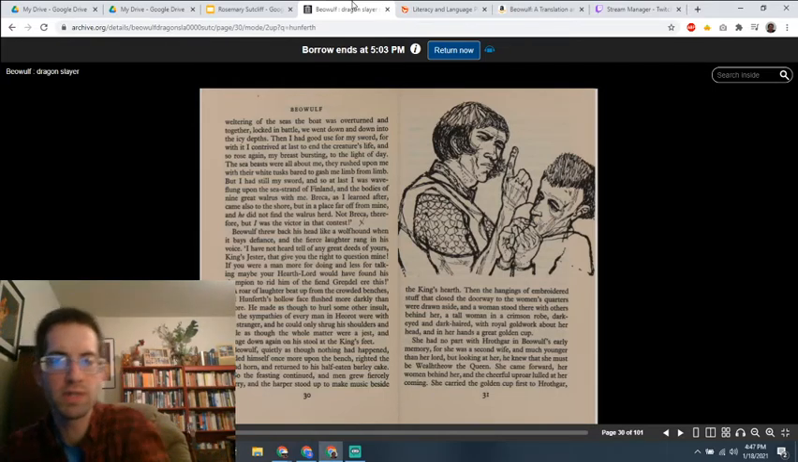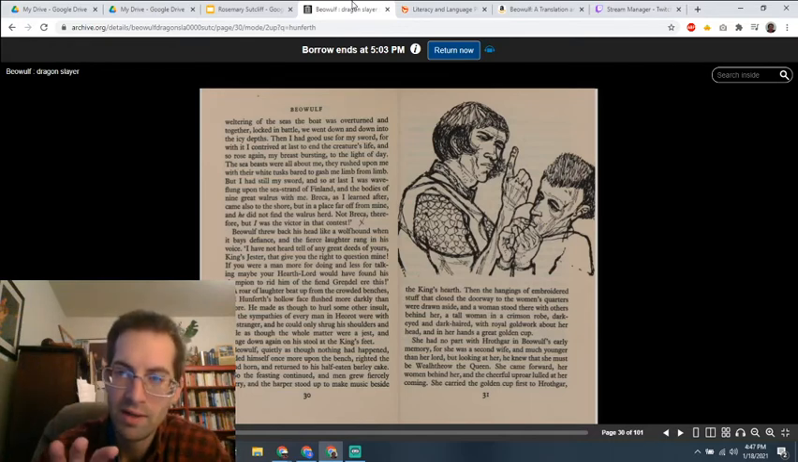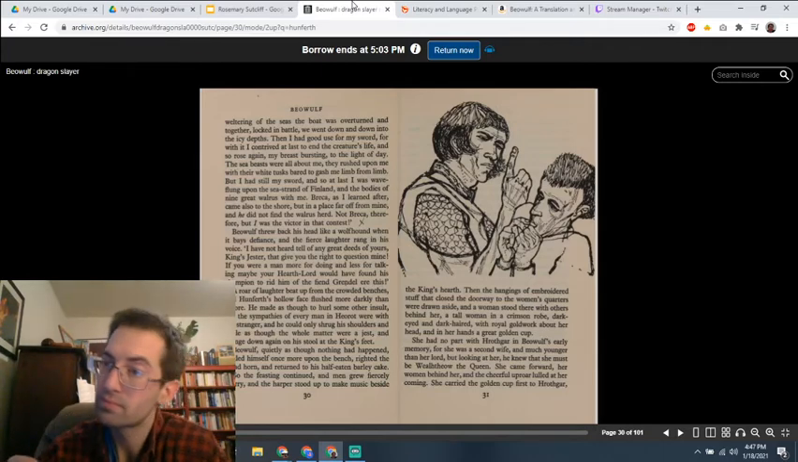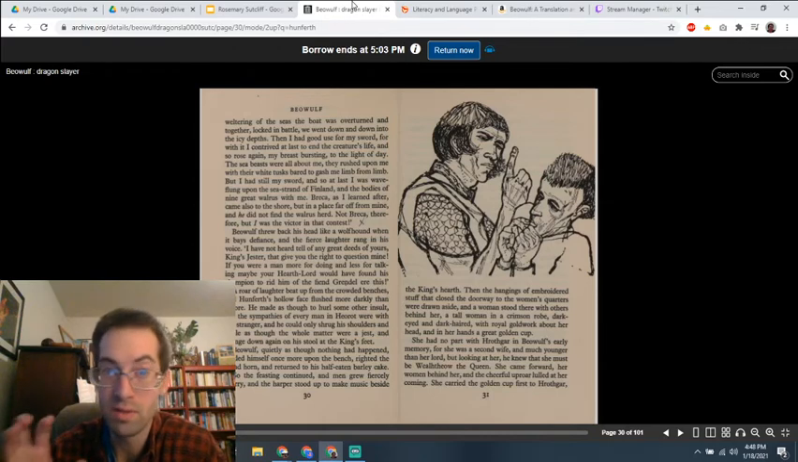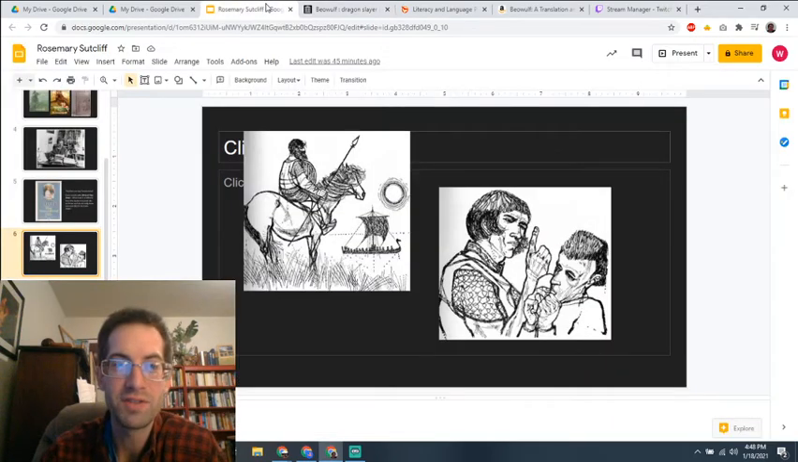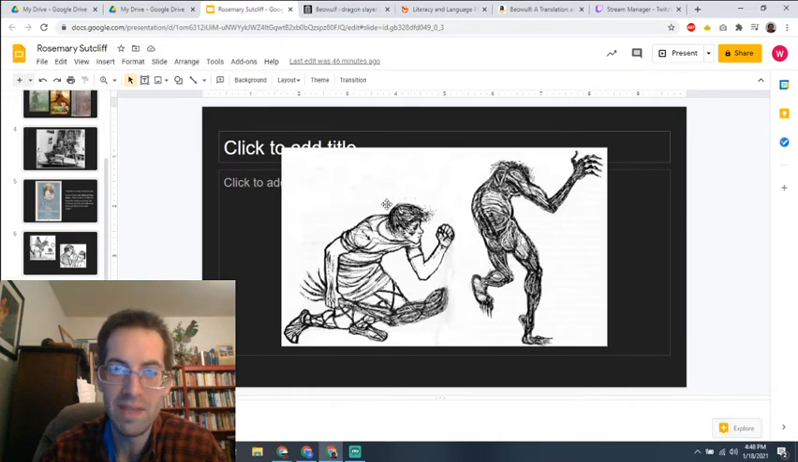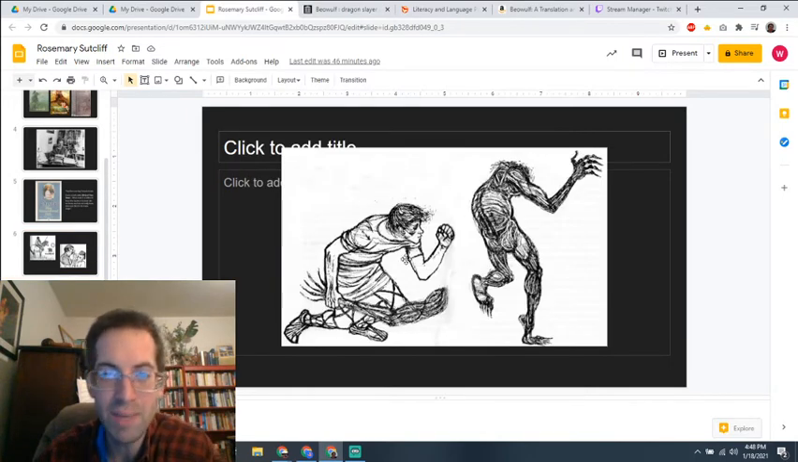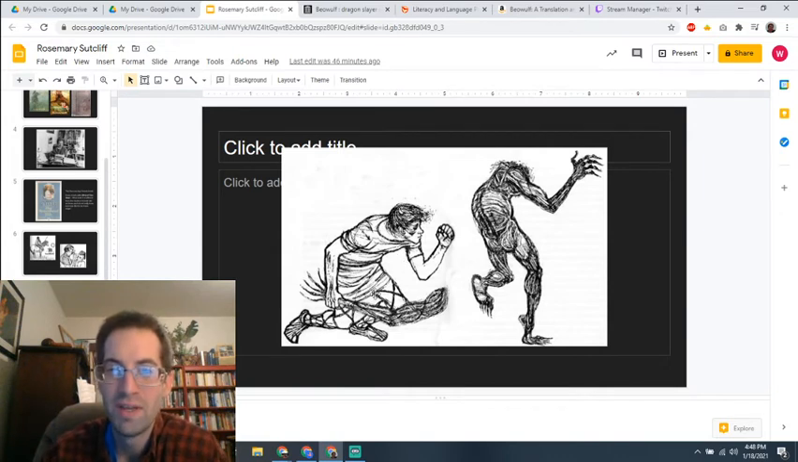I thought it might be interesting to look at the important consequence of this moment, where, as the story progresses, Beowulf, of course, defeats Grendel without using a weapon. He uses his bare hands. And we've got this awesome image here from Charles Keeping, the illustrator, of Beowulf having wrenched the arm off of the creature, who then flees but is mortally wounded and dies.